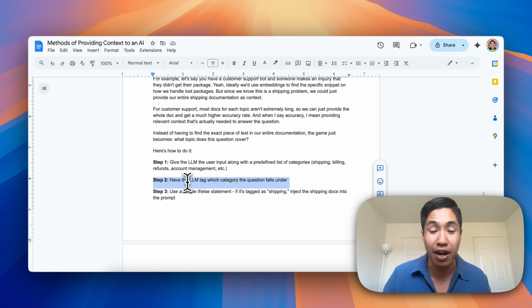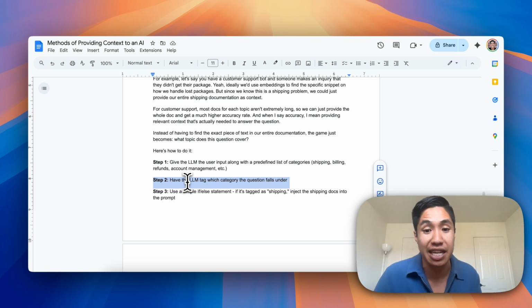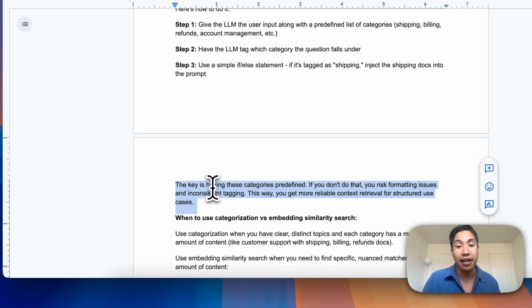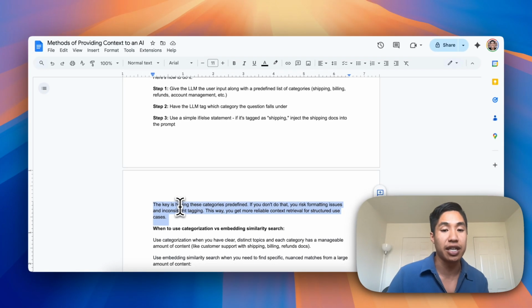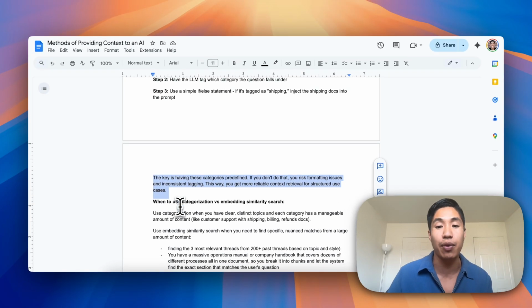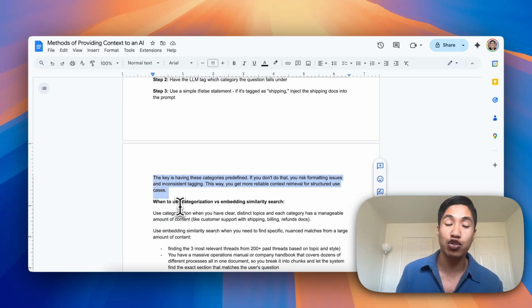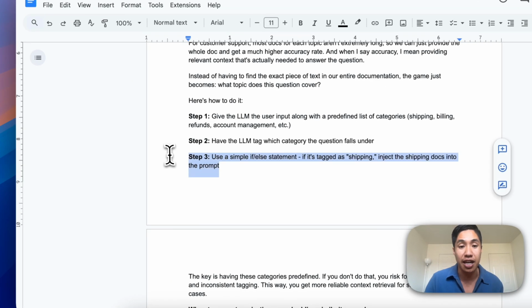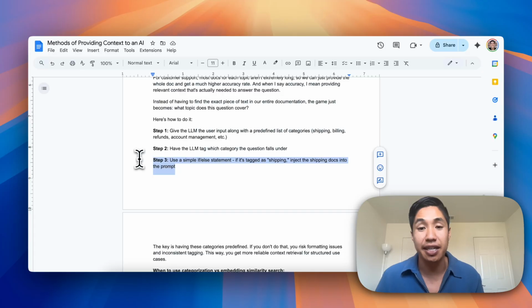And then from there on, once we get the tags, it's a simple if-else statement. If it's tagged as shipping, inject the shipping docs. If it's tagged under refunds, inject the refunds document. The key though is having these categories predefined, because if you don't do that, you risk formatting issues and inconsistent tagging, and this way you now get reliable context retrieval for a structured use case. Because again, instead of chancing that it finds the right chunk of text, now it's just a game of which type of ticket does this fall under?